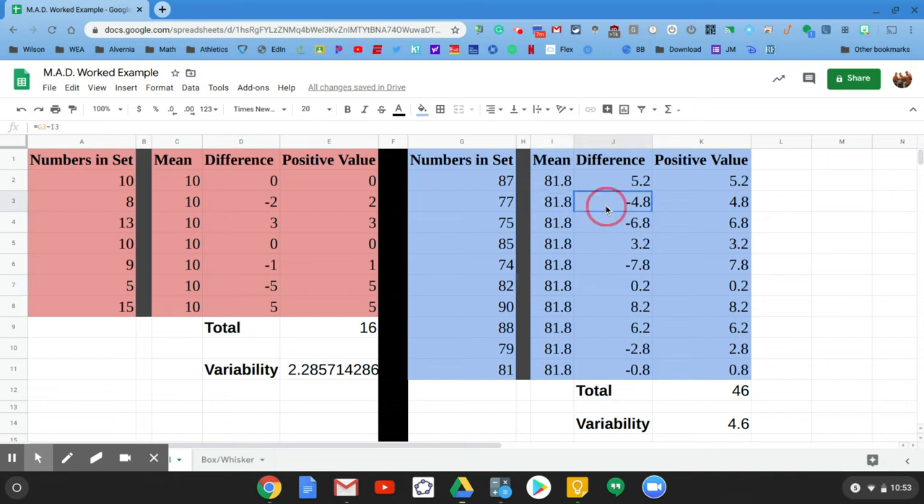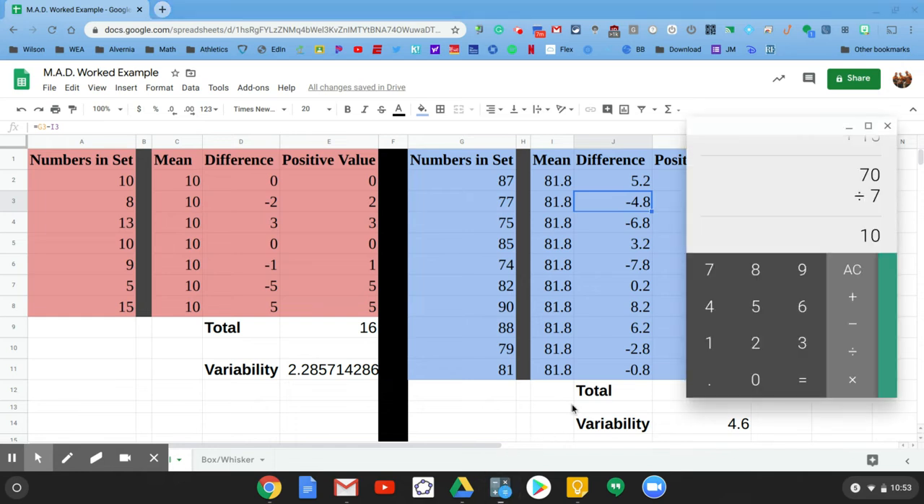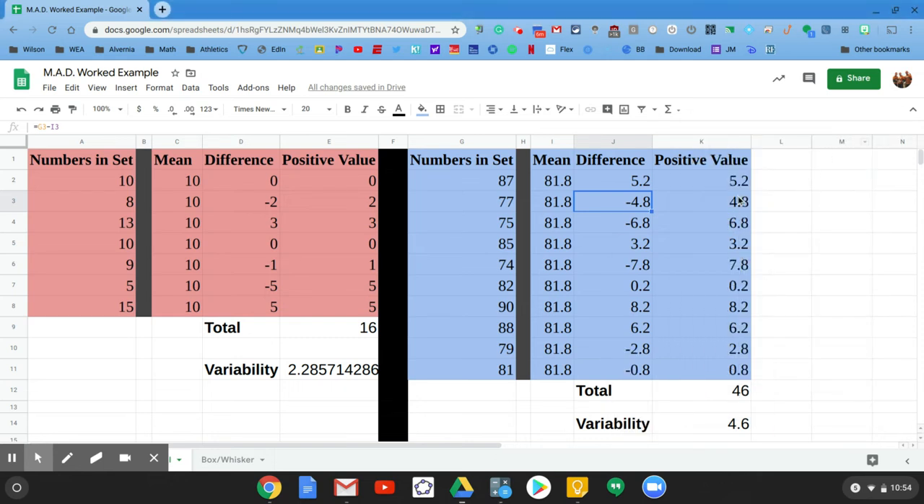Okay. Now, what I could do in this next set is, you notice the difference is negative. You could subtract 81.8 from that 77 and get -4.8. Or, for time's sake, you could do the exact opposite, because the differences are going to be the same in this case. So I'm going to take the 81.8 and subtract the 77, and that gives me the positive version. In the end, if you make it negative at first and then use the absolute value to make it positive, that works as well. Either way, you're still getting the positive value.